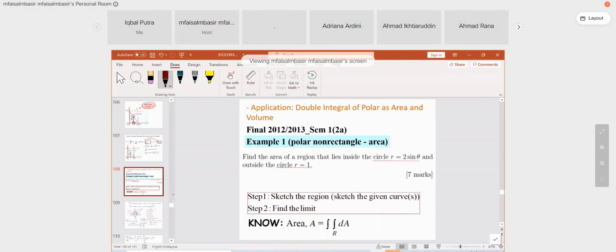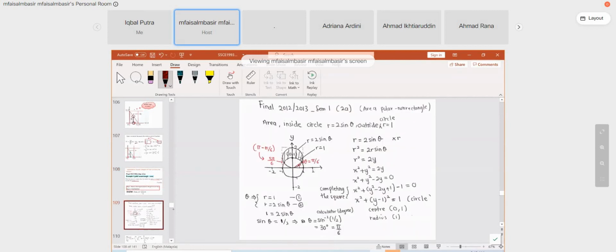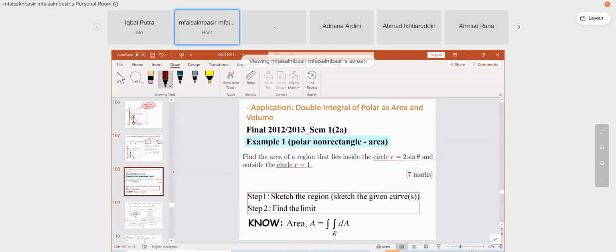Okay. Polar non-rectangular. You have a circle r = 2 sin theta, and r = 1. So 2 sin theta will be like this, r equals 1 will be like this. This is a little bit difficult. To find the limit for this question, you have to use polar, right? They ask you for area. So area is the integral of 1 dA. dA will be r dr d theta.